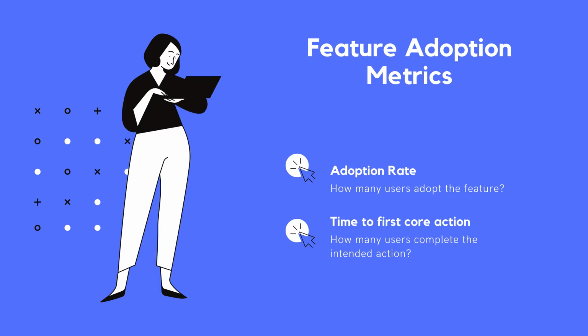Time to first core action shows you if users completed the intended action or did they abandon the feature. For example, if your new feature helps users in drafting an email, how many of them drafted the email and sent it? How many of them tried it but did not send the email? A user goes through pretty much the same stages when adopting a new feature. That is, awareness, interest, evaluation, trial, and ultimately adoption or rejection.